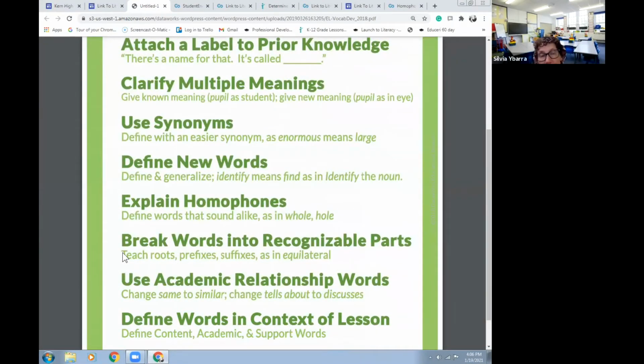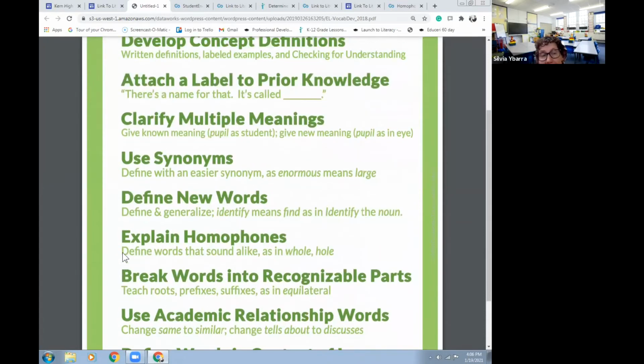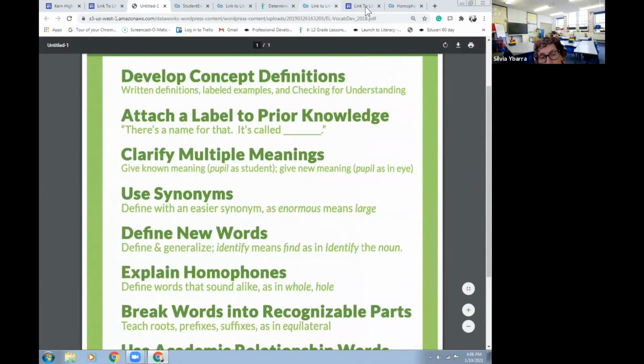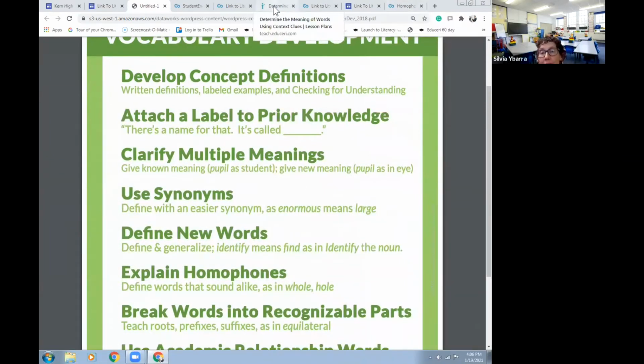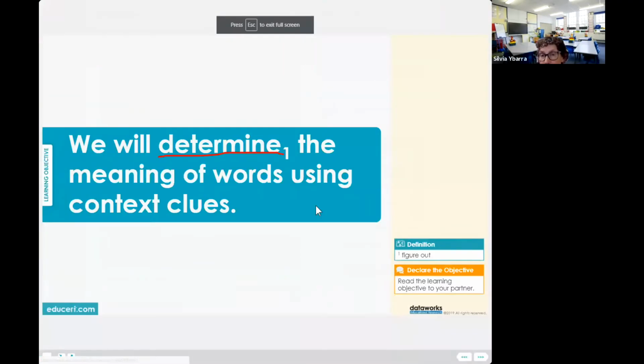So if I were teaching determine, I will probably say determine, students, means to figure out. But then you have to give them examples. When your teacher is trying to determine your grade, your teacher is trying to figure out your grade. So then you talk to your partner and tell your partner, what is the meaning of determine? Or give me a sentence with determine.